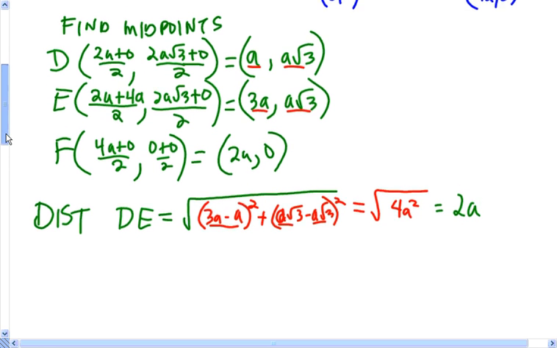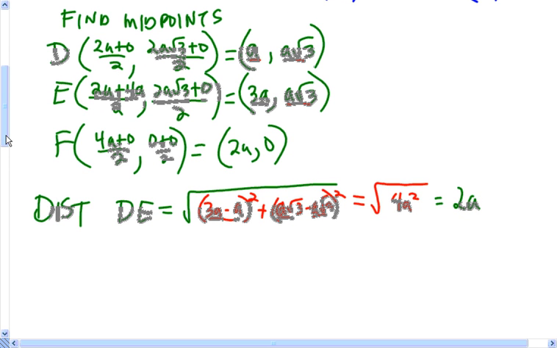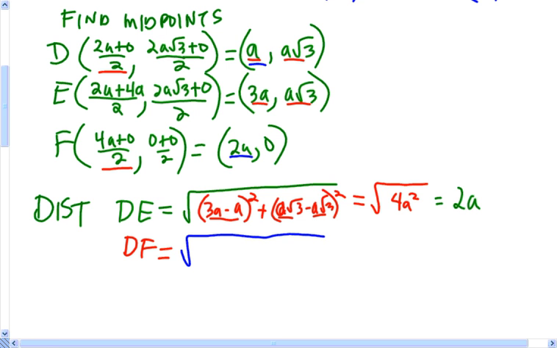So now we're going to do our distance from D to F. So now I'm using this x-coordinate and this x-coordinate, the simplified form of those. So 2a and a, we have to subtract those, 2a minus a, and square it. And we have to do the y-coordinates there, which are 0 and a square root of 3.